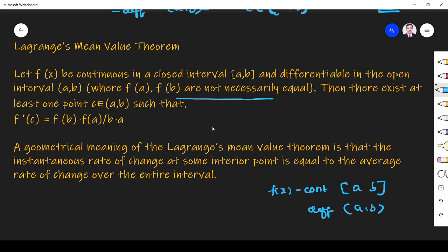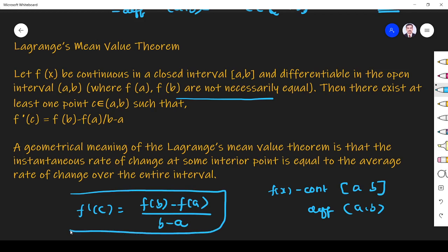Whereas in Rolle's theorem, f of a must be equal to f of b. Then there exists at least one point c in (a, b) such that f dash of c is equal to f of b minus f of a divided by b minus a. That is the condition. There we have seen f dash of c is equal to 0, right? So here f dash of c is not equal to 0 because f of a is not equal to f of b.